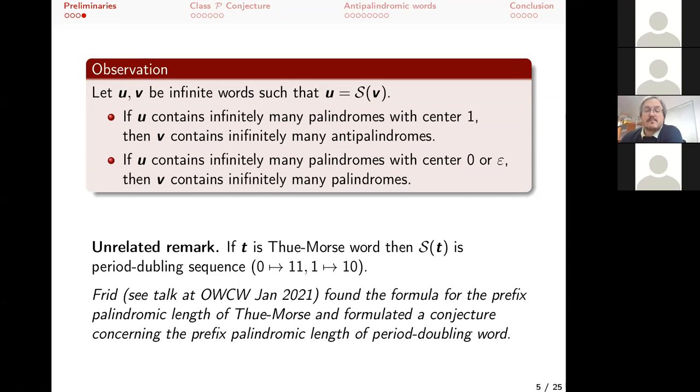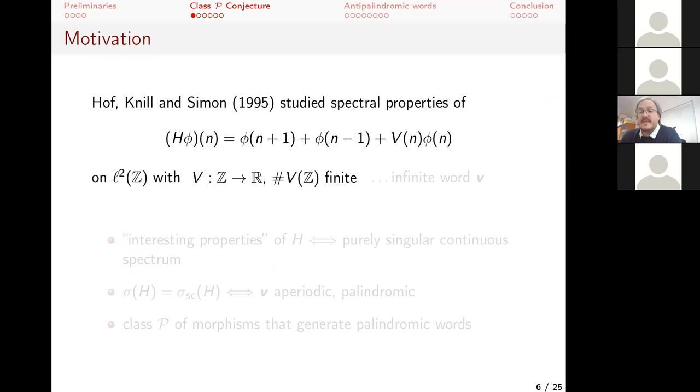So I will start with palindromic words, and then I will continue to antipalindromic words and our results. The motivation for the study of palindromic words comes from the work of Hof, Knill, and Simon, when they studied the spectral properties of a discrete Schrödinger operator, where the potential V in the operator is a mapping from Z to R, taking only a finite number of values. And as soon as you see something like that, you will think of an infinite word, because that is exactly that: a mapping from Z to R having only a finite number of values.